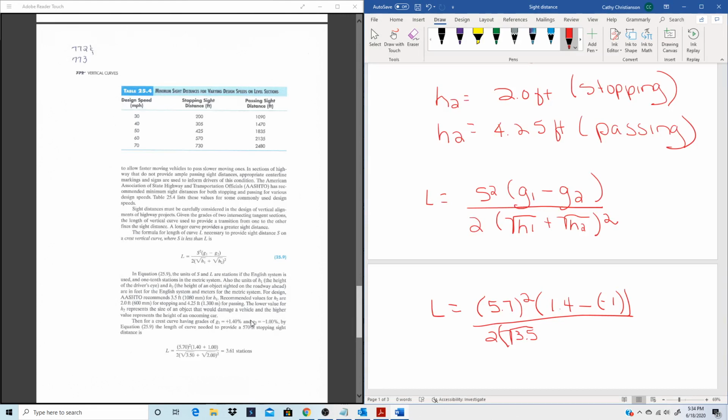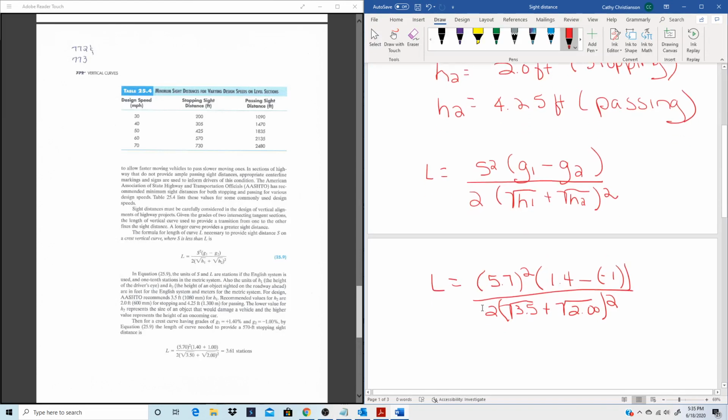plus the square root of H2, this is a stopping distance, and we'll square that. So again, constants for stopping, the H1 is 3.5, the H2 is 2. We'll take the square root of both and then square it, times it by 2, and then divide that into the top.